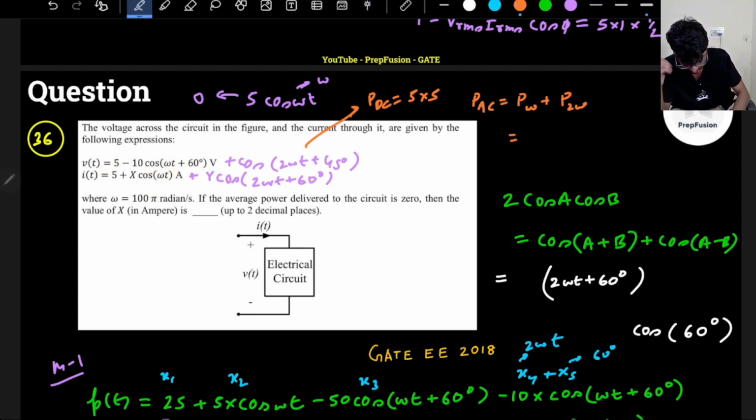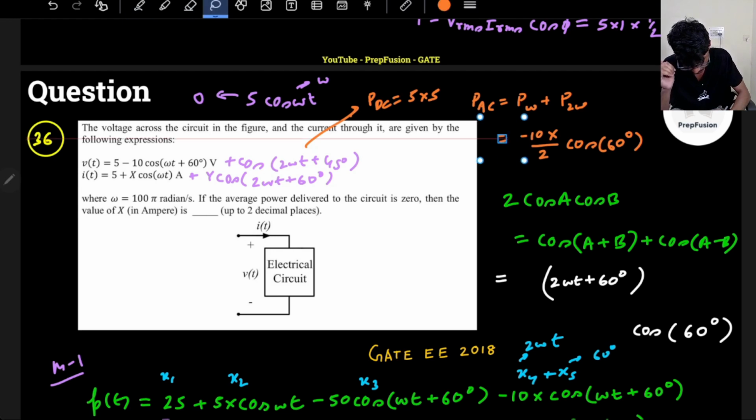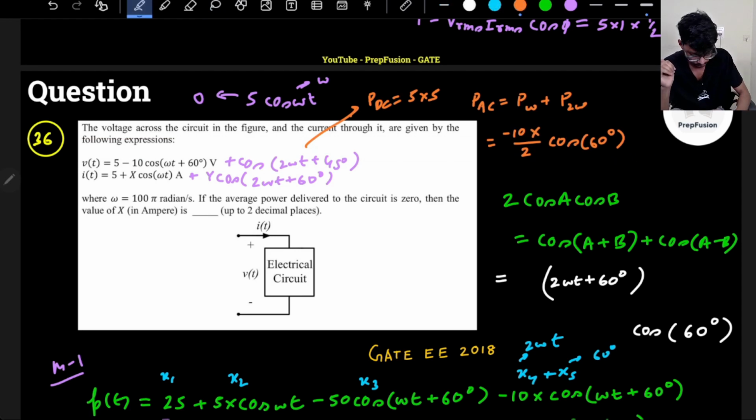So the power due to omega we have just calculated. It is Vm Im by 2 into cos of phi. So Vm is 10 divided by 10 into x divided by 2 Vm Im cos phi, and of course the minus sign is there. Cos phi is 60. Plus what? Plus the power due to the 2 omega component.